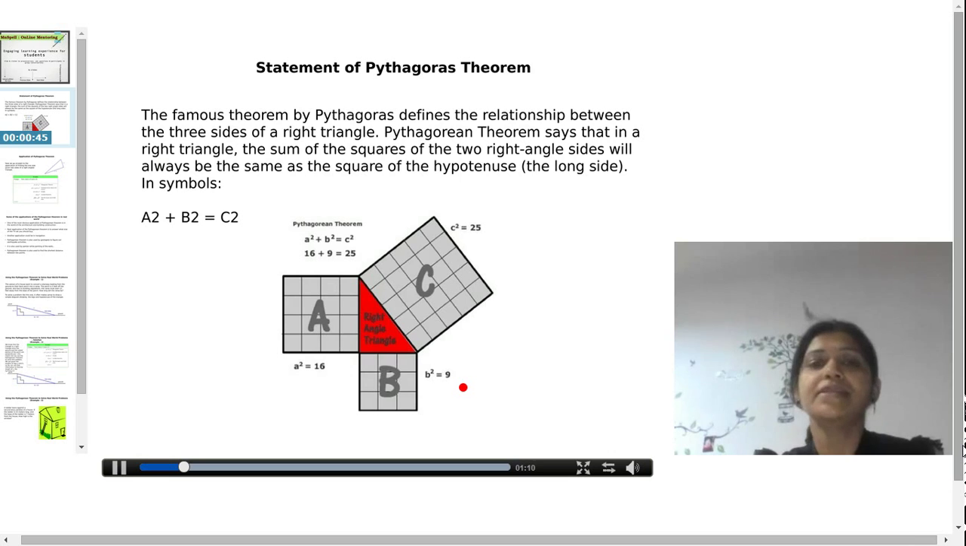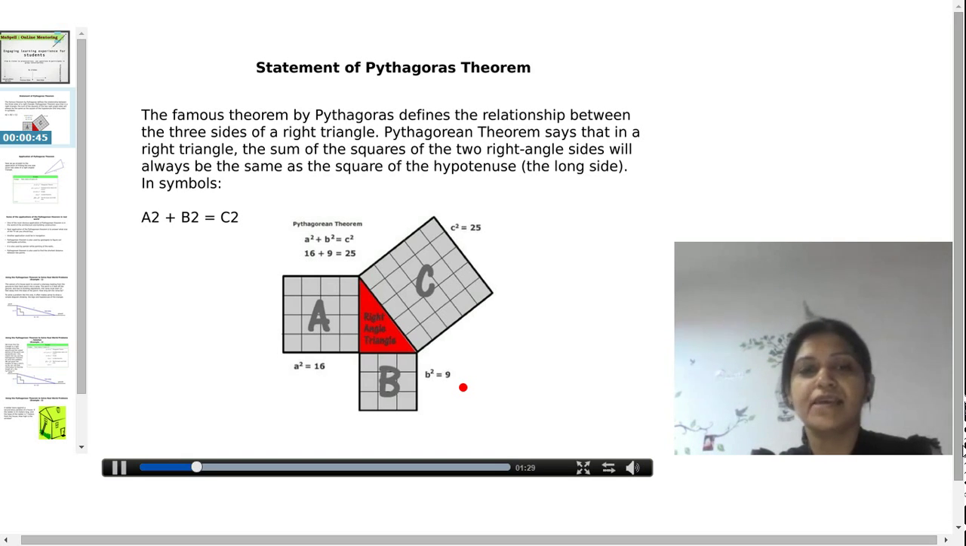As we know, mathematics has a great utilitarian value. Mathematics is used by everyone from layman to professional. So today we are going to discuss a very important theorem and its practical value, that is the Pythagorean theorem. The Pythagorean theorem was given by a Greek mathematician, Pythagoras.